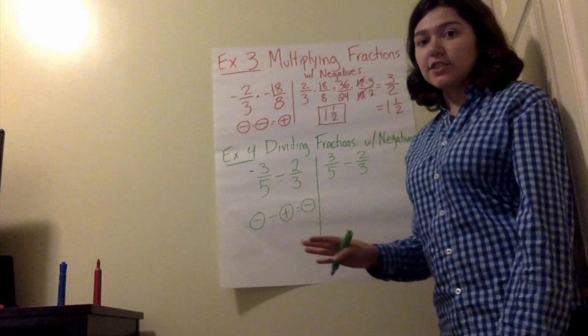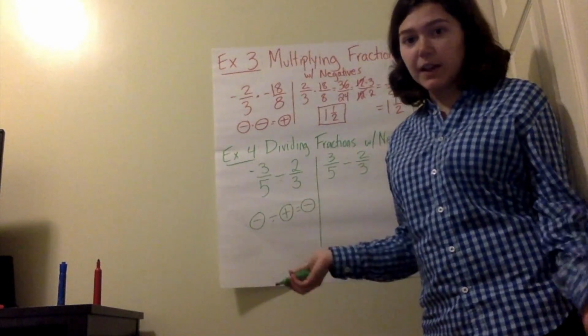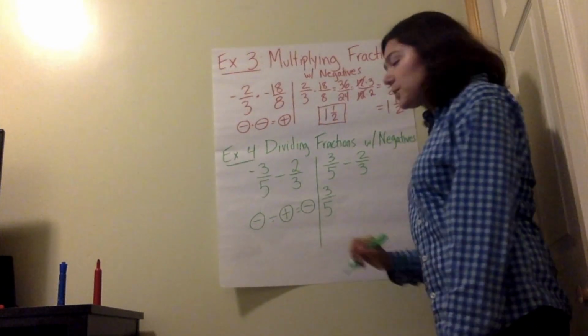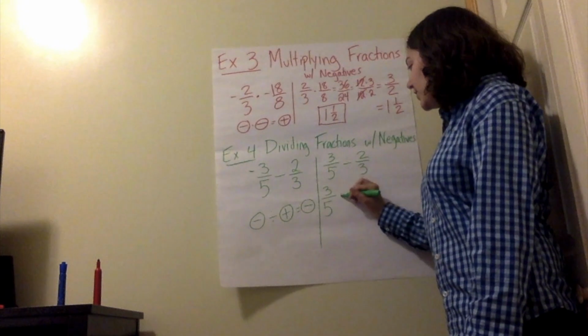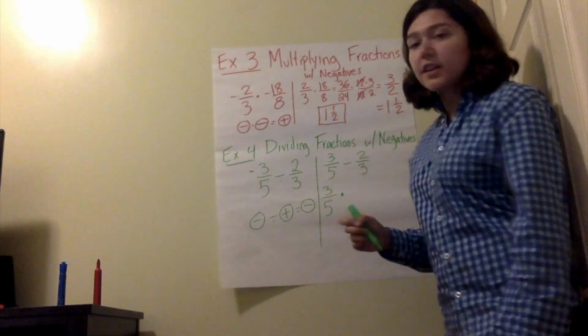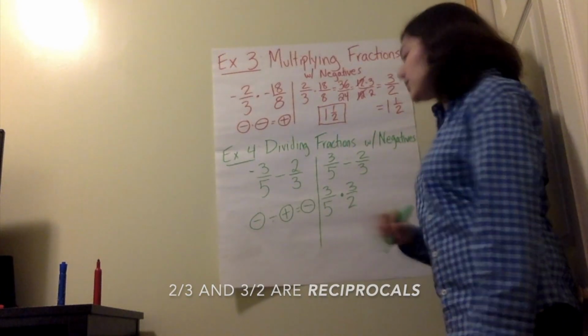So you learned in 6th grade, I think, keep, change, flip. Right, and that works. You can think about it that way. So we're going to write 3/5. That's what we're keeping. We're changing the division sign to multiplication, and then we're flipping the numerator and the denominator. So 2/3 turns into 3 halves, 3 over 2.